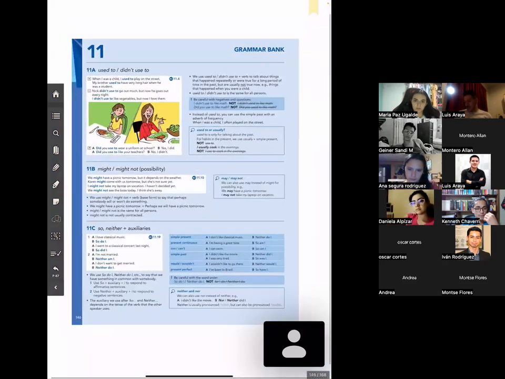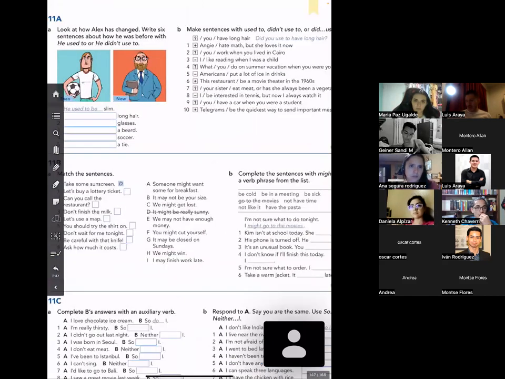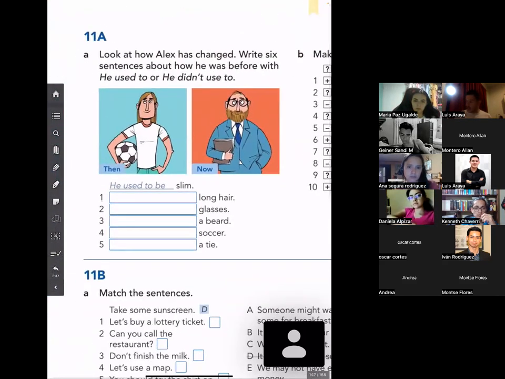Okay, guys, now let's go ahead and move into the practice that is in the following page. We're only going to work on the first one, okay? This one, it says, look at how Alec has changed. Write 6 sentences about how he was before with he used to or he didn't used to, okay? I'm going to give you like 5 minutes. The first one is already done. He used to be slim. And look that they're giving you long hair, glasses, beard, soccer, a tie.